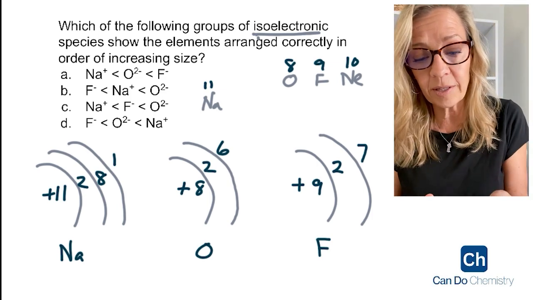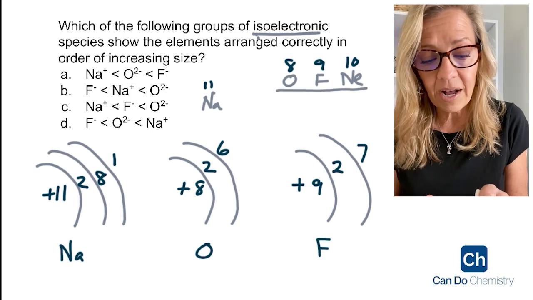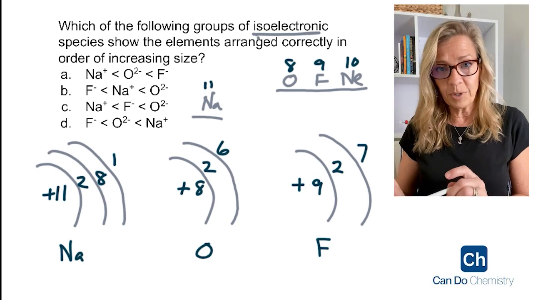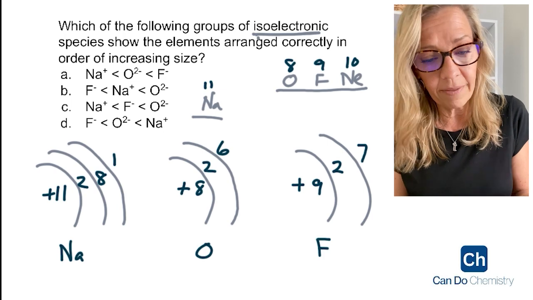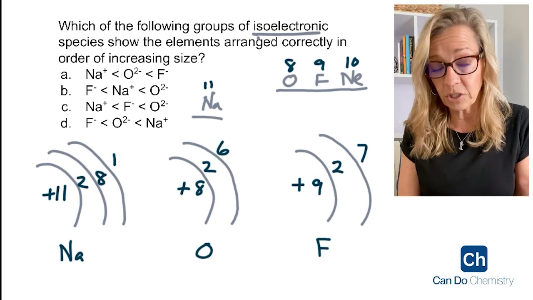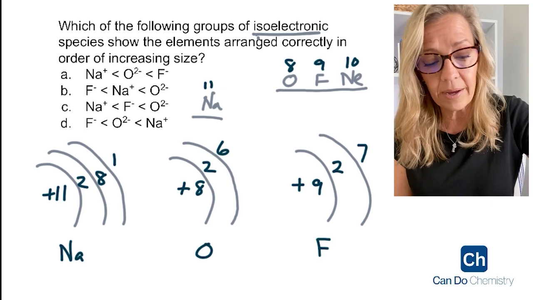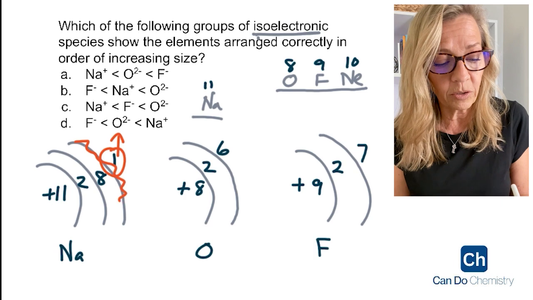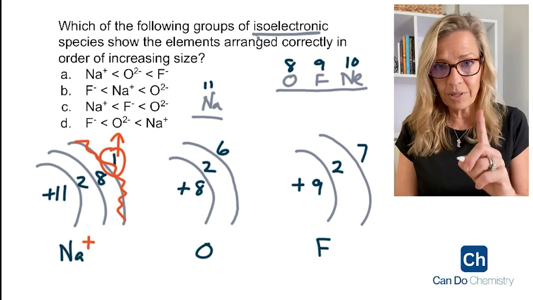So I have taken the liberty to draw a little mini periodic table here. And we've got oxygen, fluorine, neon, and then on the next row, we've got sodium. Okay, so these are ions. I've written out the protons or the nucleus for each of those, and then we've got the electrons. And for the sodium ion, that is the electron that's going to disappear.